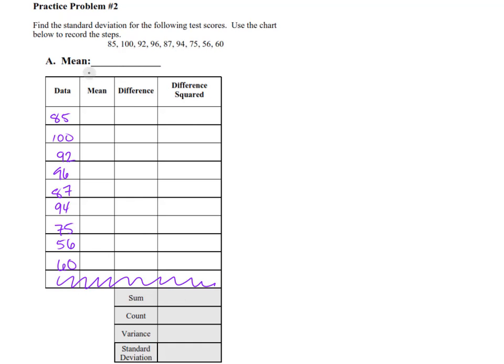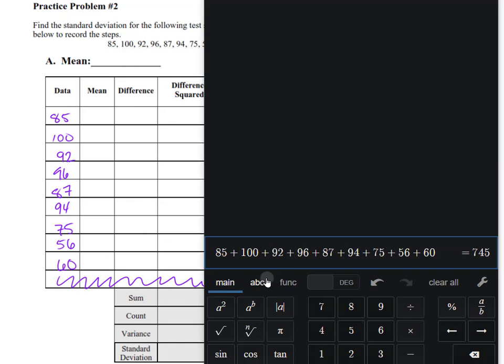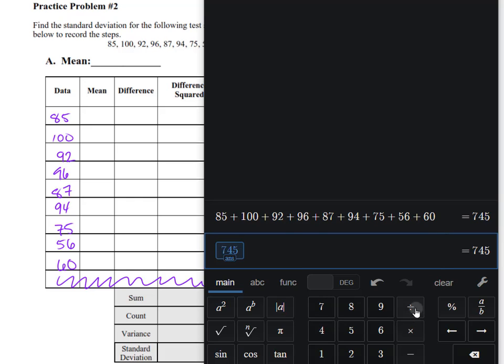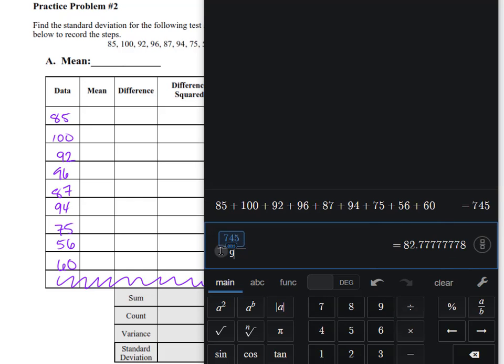Okay, so let's find the mean or the average first. Okay, so we add them all up. That gives us 745. I'm going to press enter. And then I'm going to say take my answer and divide it by 9, since there were 9 pieces of data. So we add them all up, divide by 9, and my mean, we'll go to 1 decimal here, is about 82.8.